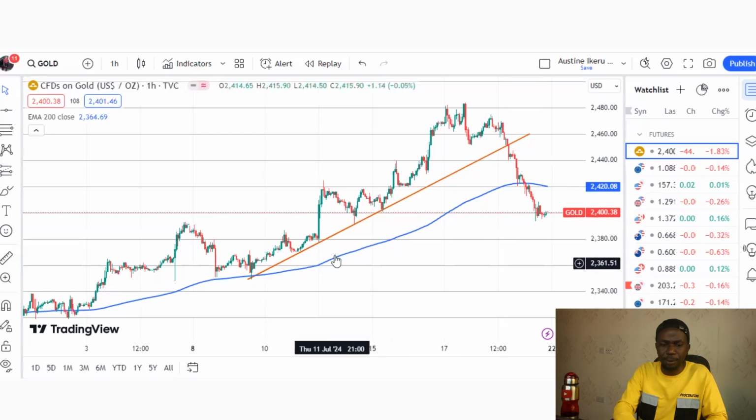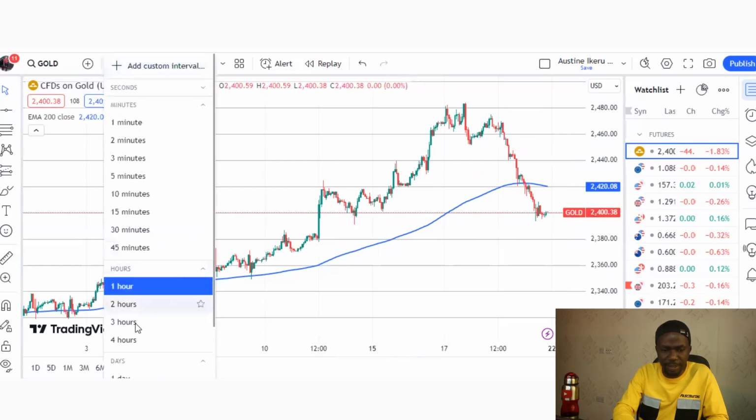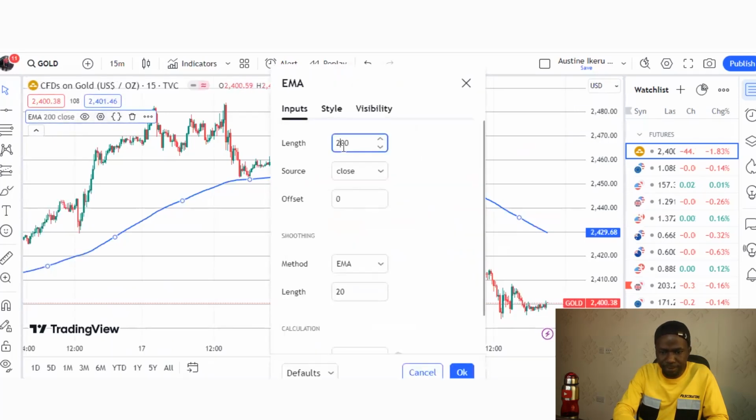But if the price is in a strong uptrend or downtrend, the price will then respect the 20 EMA. So now let's go to the lower time frame so that you can see how the price is respecting the 20 EMA. Let's go now to the 15-minute time frame and then change the setting to 20 EMA.